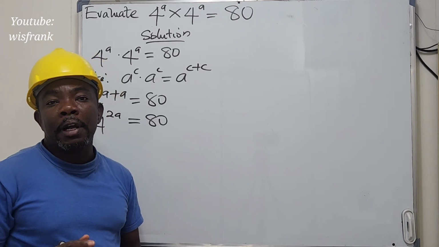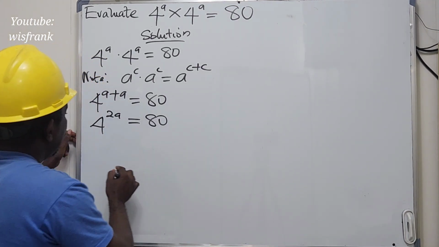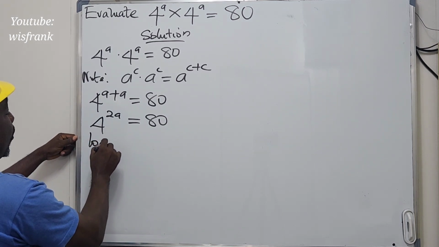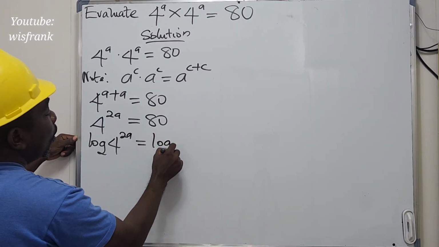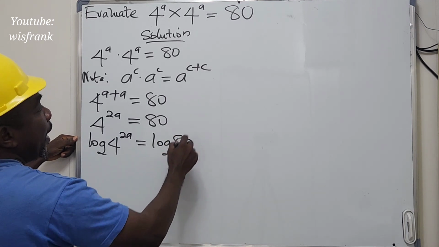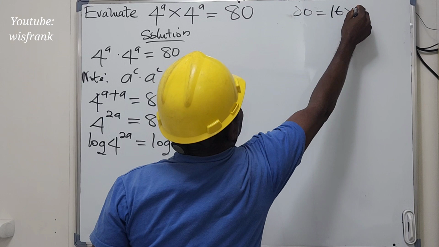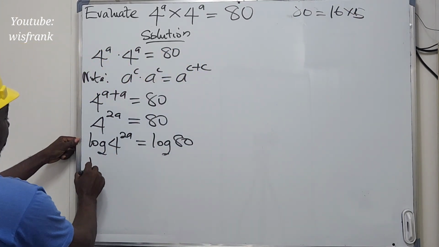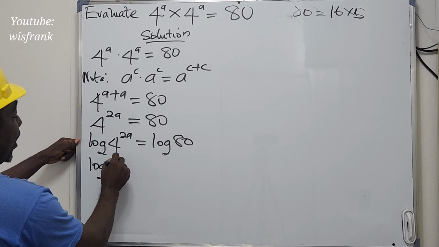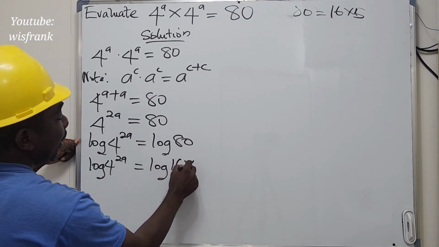For us to find the value of a, we need to introduce log to both sides. So this will become log 4 to the power of 2a equals log 80. 80 here can be written as 16 times 5. So here this will become log 4 to the power of 2a equals log 16 times 5.